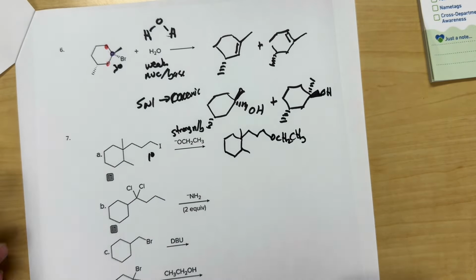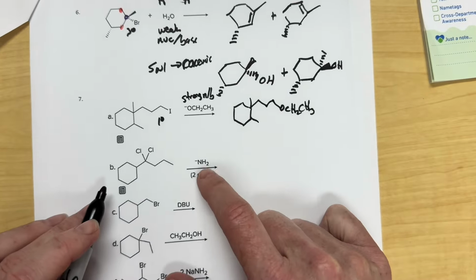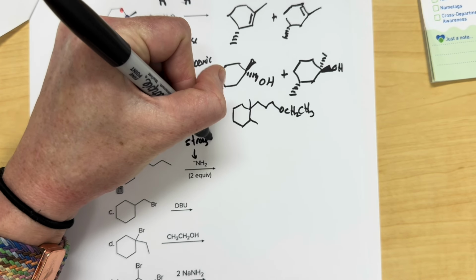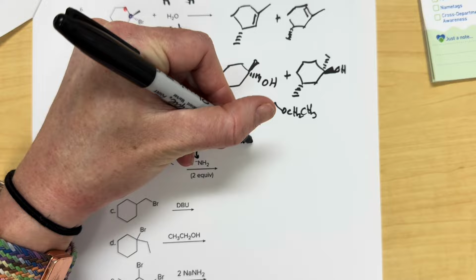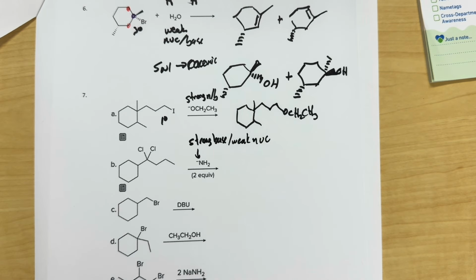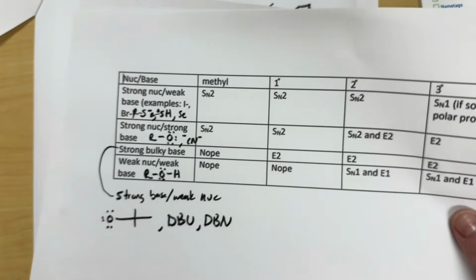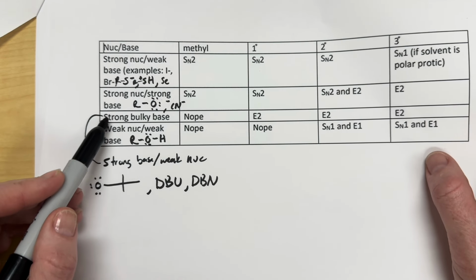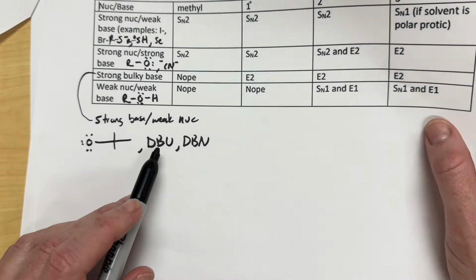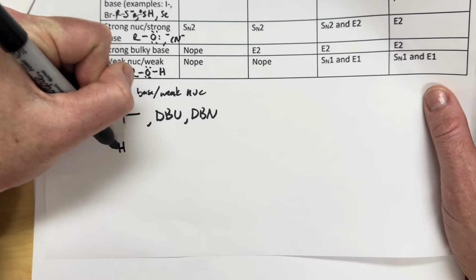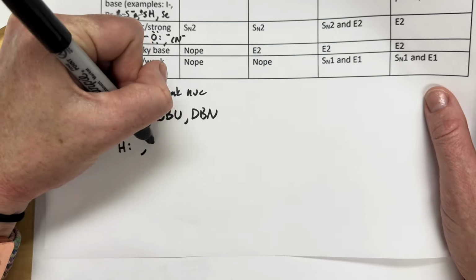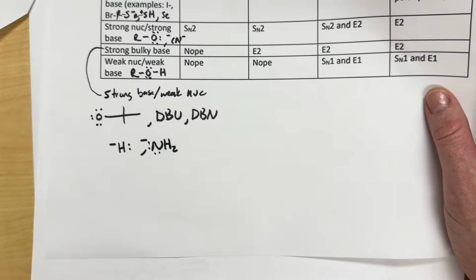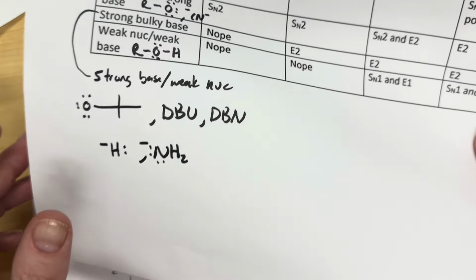Okay, now we're on to this fun one. Anytime you see two equivalents of this, this is a strong base, by the way. Strong base, weak nuke. I didn't provide you those examples, so let's go over here. For a strong base, weak nuke, that's because I just said strong, bulky base. But strong base, weak nuke, an example would be any kind of H minus or NH2 minus. Those are pretty much the most common forms that you'll see. So H minus or an NH2 minus.